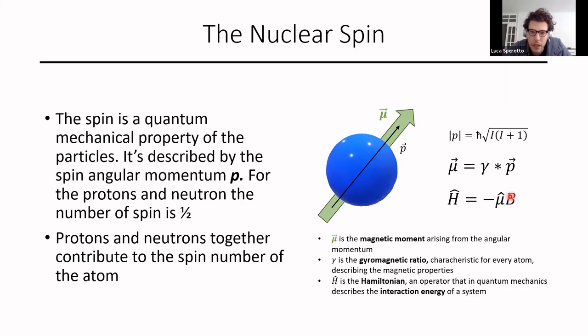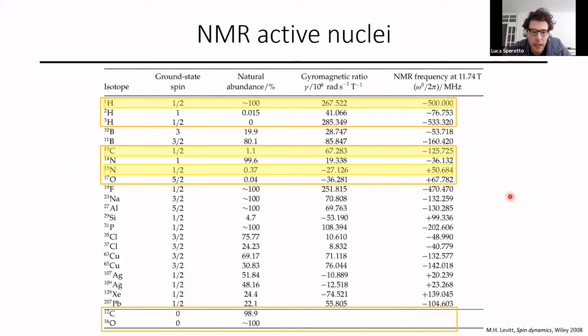So this is a quick little table on different atoms that are NMR active. Basically you see this is the number of the spin angular momentum, and to have a nucleus that we can measure by NMR, this number has to be different than zero. In our case we have the proton that is 1/2, and then in the protein the most common atoms are carbon, nitrogen and oxygen.